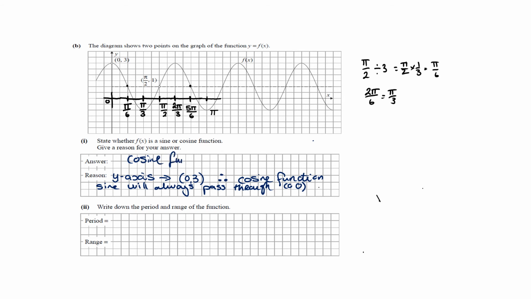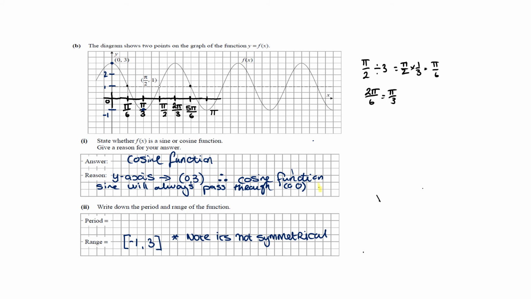It's not just cosine. There's changes to it, and we're going to look at that in the next part. So write down the period and the range. The easiest one for us to do is the range. So the range is the maximum point to the minimum point. If this is 3, every 2 blocks means 1. So this point here is actually minus 1. So our range goes from minus 1 at the bottom to 3 on the top. And note it's not symmetrical. That's going to be really important as we move on to the next question. So this is not symmetrical, so that's a big deal.